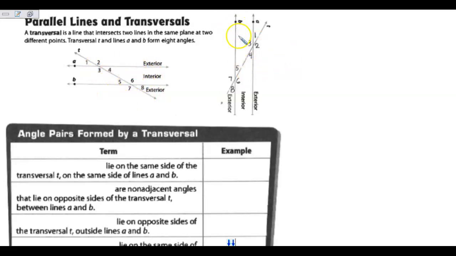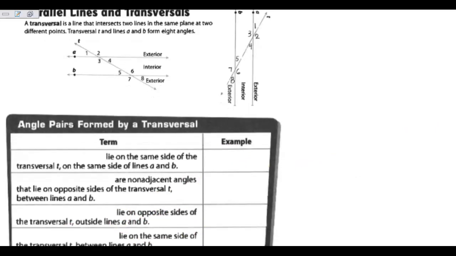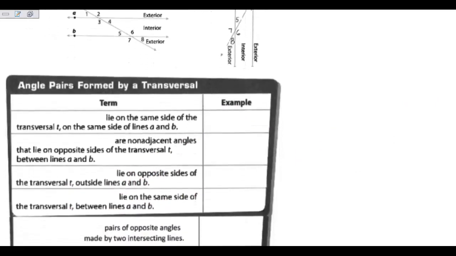If I were to draw it this direction, I have my parallel lines, I have my transversal line. Again, I have 8 angles. The ones on the outside of the parallel lines are my exteriors, and the ones between the two parallel lines are my interiors, okay? We're going to be working with some terminology here, some vocabulary, and there is quite a bit, so this will take quite a bit of time.